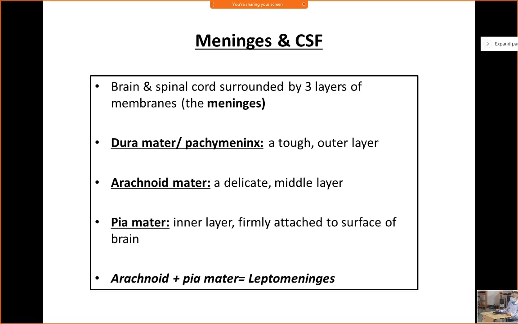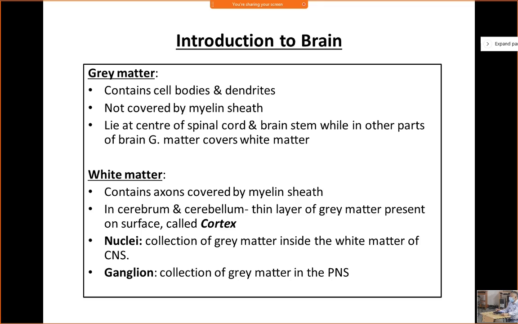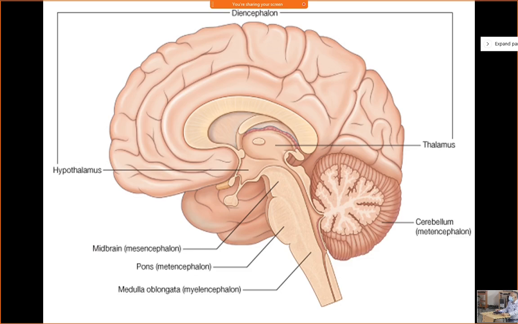Then come to meninges. Meninges is the covering of your central nervous system, brain and the spinal cord. So the brain and the spinal cord are surrounded by 3 layers of membranes, known as meninges. The outermost one is called dura mater. Here you see the spelling: M-A-T-E-R, not M-A-T-T-E-R. You have to be careful with the spelling. But in white matter, you see M-A-T-T-E-R, white matter, grey matter. So you have to be careful.